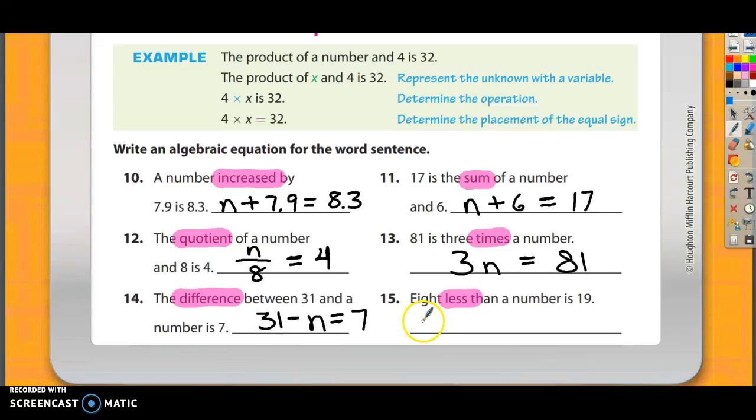8 less than a number. That means 8 is less than the number, which means the number goes first. And 8 less than that number would be, it says right there, is 19. Now, I know those are tricky, but we are going to practice those and get better at those as we go through this module. So good job.